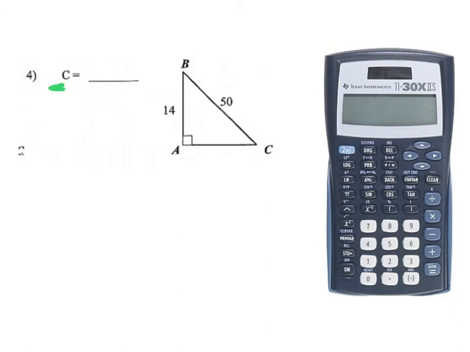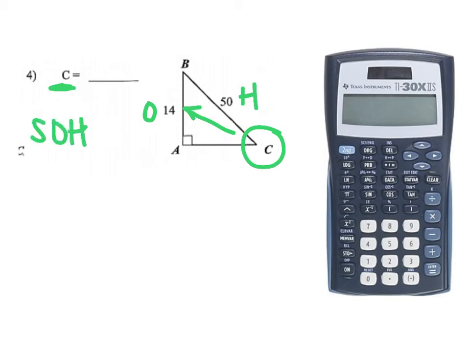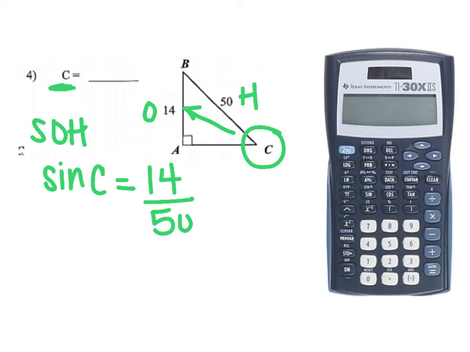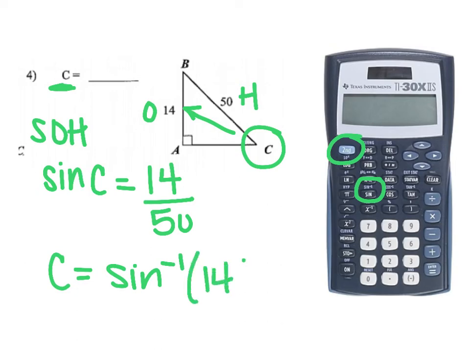This one says we're finding angle C, so I'm going to label the triangle according to angle C. So this side would be opposite, this side would be the hypotenuse. So in that case we're going to use SOH, which would be sine. So sine of angle C equals opposite, which is 14, over hypotenuse, which is 50. Again, come over to your calculator and hit second and the sine button. So that will leave us with C equals the inverse sine, and that's what that's called, with a little -1. And then 14 divided by 50.